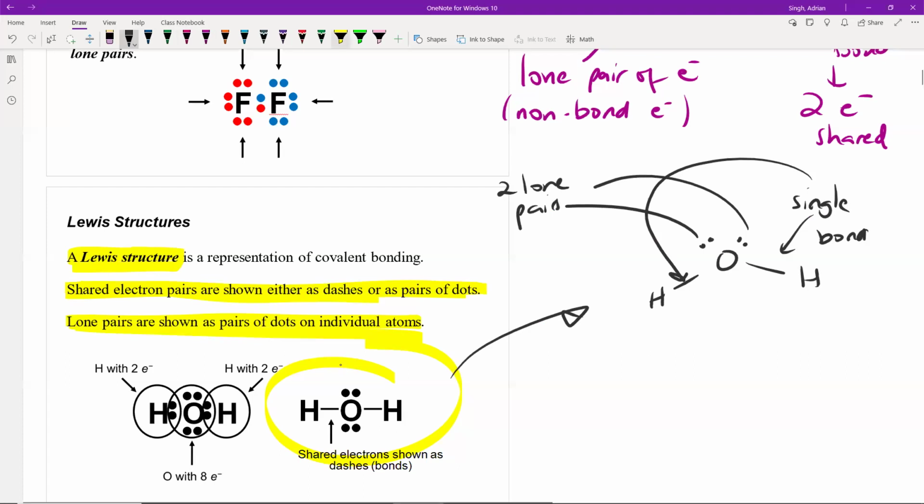If you think of my oxygen now, it has 2, 4, 6, and 8, so we're happy. The hydrogen is a very special atom in that it doesn't need an octet, it only needs 2 electrons to be happy. And each of these hydrogens has 2.